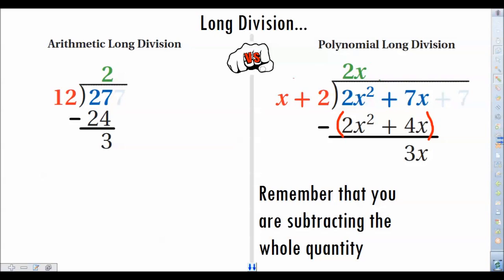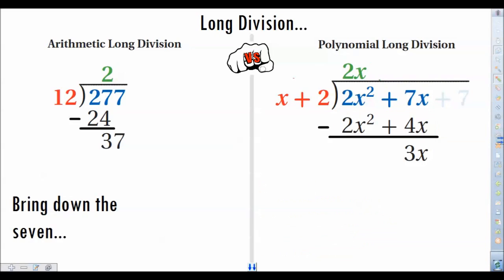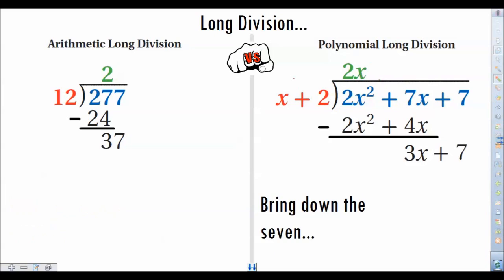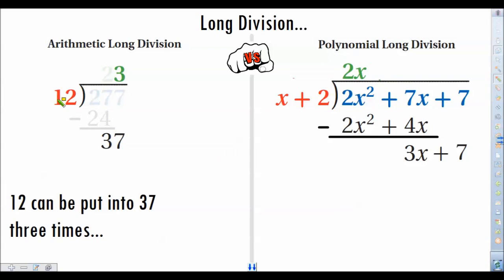So back over to the left side. We brought down that 7 after that. We're going to do the same thing over here. We're going to bring down that plus 7. And then once we were looking at the 37 over here, then this process started over again, right? And we said, okay, 12 goes into 37. It can go in there 3 times. Well, let's do the same thing over here.